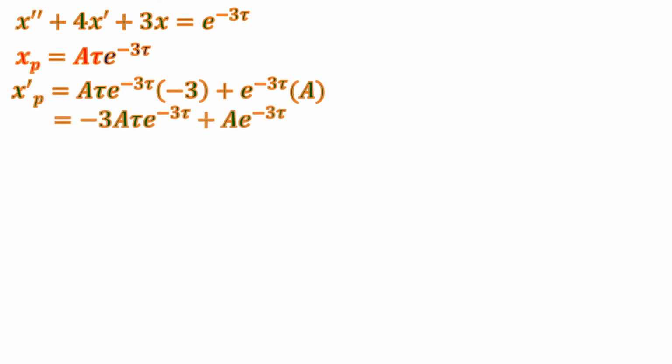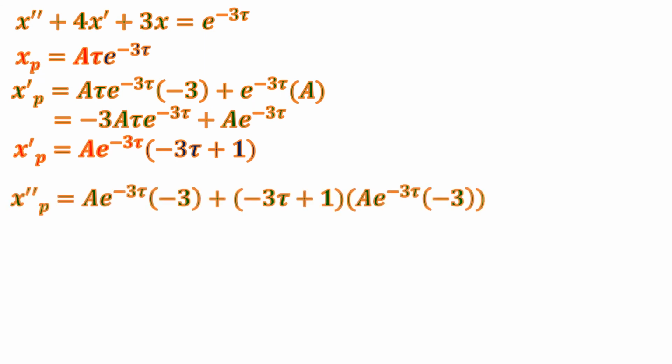And so let's arrange it. We're going to put the negative 3 to the left side of a, and also put the a at the left side of e, so it's easier to look at. And then we're going to factor out the ae to the negative 3t, so that it's easier for us to derive to get the second derivative.